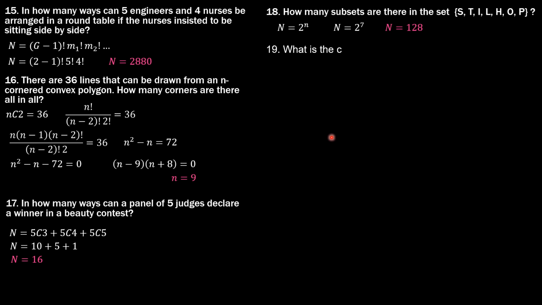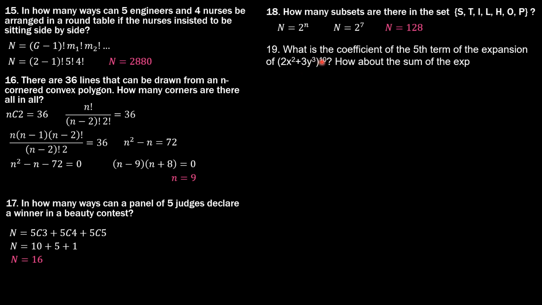So let's proceed to the second to the last. What is the coefficient of the fifth term of the expansion of quantity 2x squared plus 3y cubed raised to 10? Then how about the sum of the exponents of the terms in the expansion? So for the coefficient of the fifth term, the formula for the rth term is nCm, first term raised to n minus m, second term raised to m.